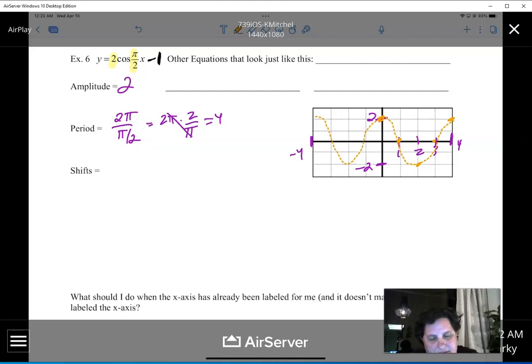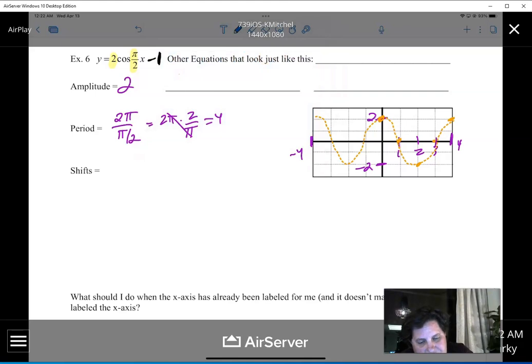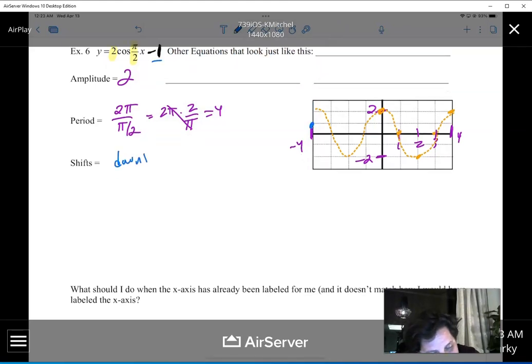Okay. And then I'm dotting that. All right. And then the only thing that this wants me to do is the only shift is down 1. So if I just move everything down 1. Okay. Not too bad, right?